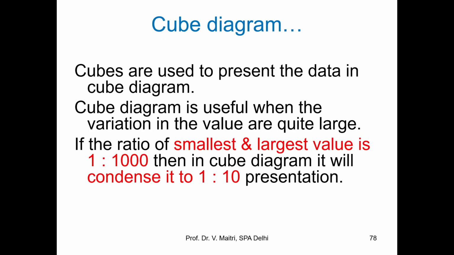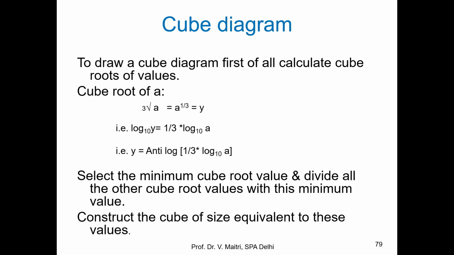Now the cube diagram. What is the benefit of the cube diagram? It concerns the smallest value and the largest value. If the ratio is 1:1000, then the cube diagram can very easily present or condense the data in the form of 1:10. That is the beauty of this. Let's see how the data is reduced from 1:1000 to 1:10.